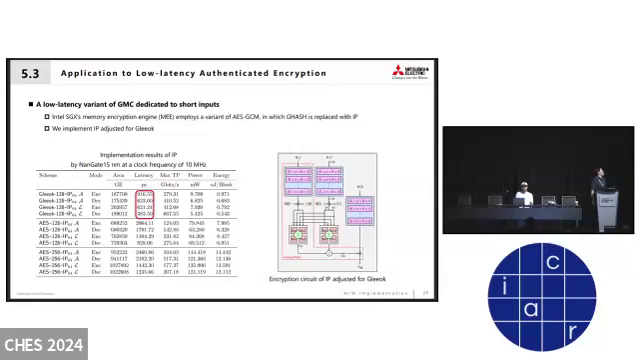And finally, as an application to low latency authenticated encryption, we offer a low latency variant of GCM dedicated to short input. This is used in the Intel SGX memory encryption engine, and the difference from the original GCM is how to make the tags. In normal GCM, GHASH is used to generate the tag, but in this variant of GCM, PHASH is used instead of GHASH. We implement PHASH adjusted for Greyhawk. These are the implementation results. The adjusted PHASH achieved very good latency compared to the normal AES-based PHASH.